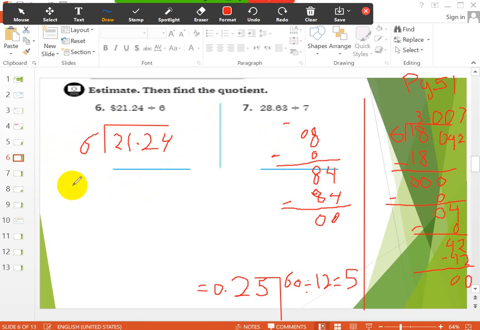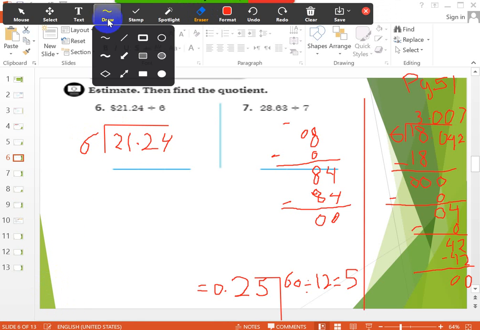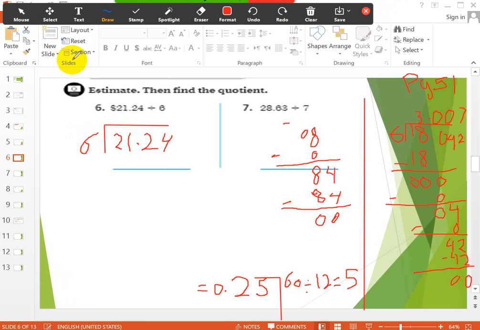Yes, Lara, that's right. The nearest number is 24. And 24 divided by 6 equals what? 24 divided by 6 equals 4, right?